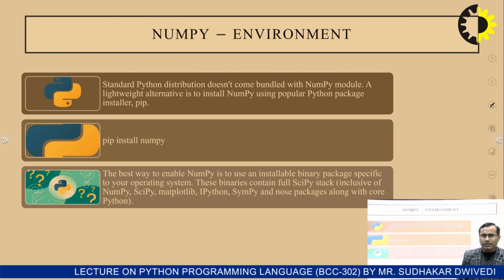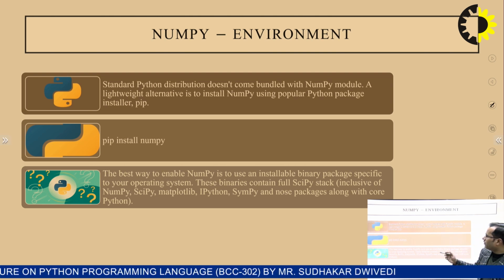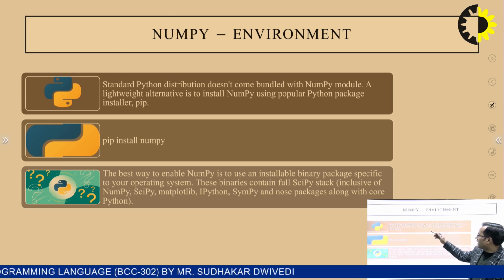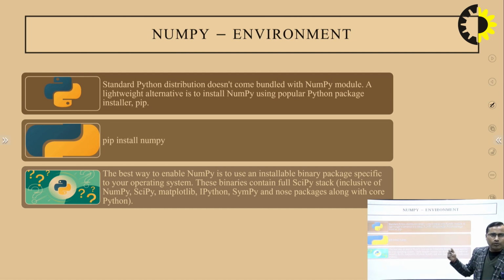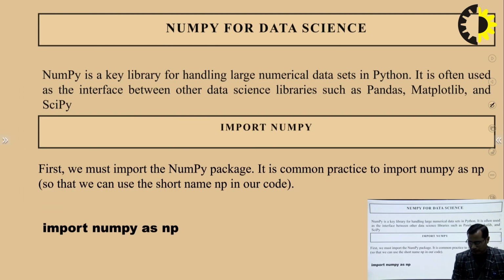So how can we use the Numpy environment? The Numpy environment does not come with the standard distribution. The standard Python distribution does not come bundled with the Numpy module. A lightweight alternative of this Numpy module can be downloaded and installed on our systems. We can use the pip install command to install the Numpy module, and the best way is to install the binary package specific to our operating system. After installation, we can use Numpy for our tasks.